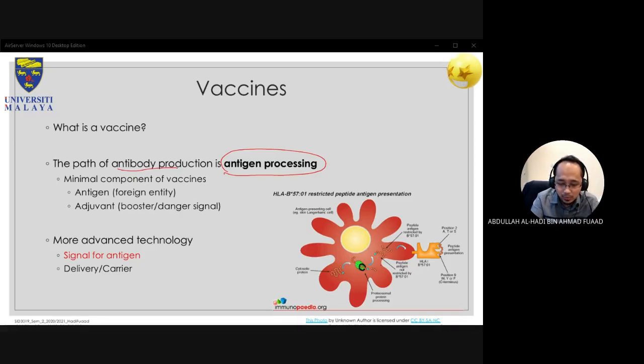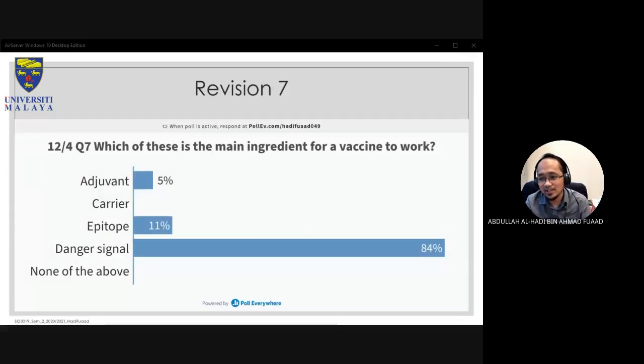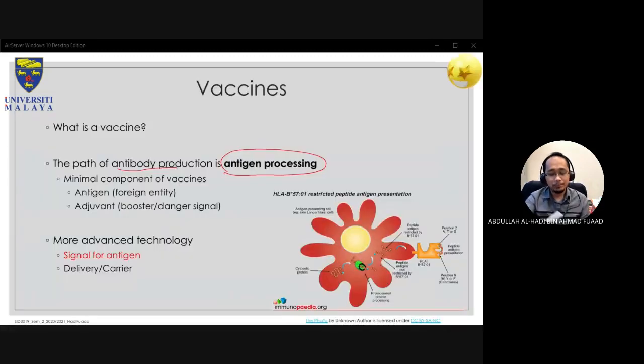The answer for this is actually not the danger signal, but it's actually the epitope. Okay, so the epitope is more important than the danger signal. Why do I say that? Now, if you think about the COVID vaccine that we have on the market nowadays, it's not really the danger signal that produces the antibody.